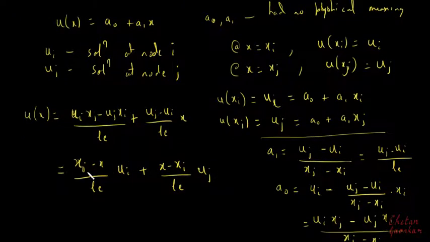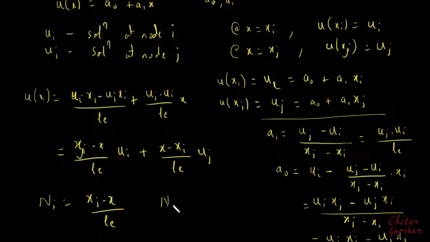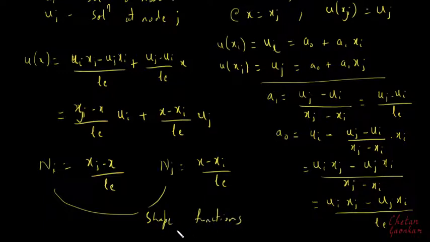And the quantity xj minus x by le can be called Ni, and Nj can be called x minus xi by le. These quantities are called shape functions, a very important term in finite element method. And in fact, this is one way of deriving the shape functions.